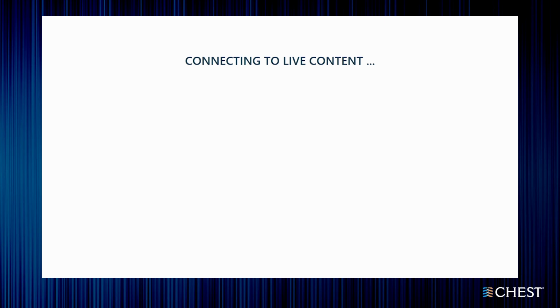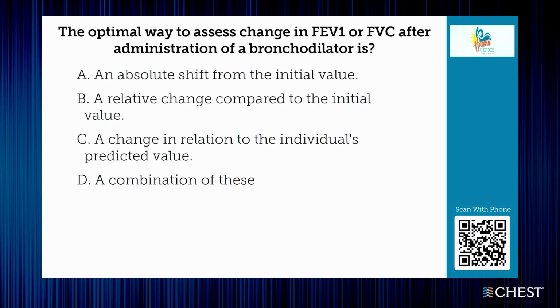So here we go. This is our first question. The optimal way to assess change in FEV1 or FVC after administration of a bronchodilator is which of the following? An absolute shift from the initial value, or a relative change compared to the initial value, or a change in relation to the individual's predicted value, or a combination of these.